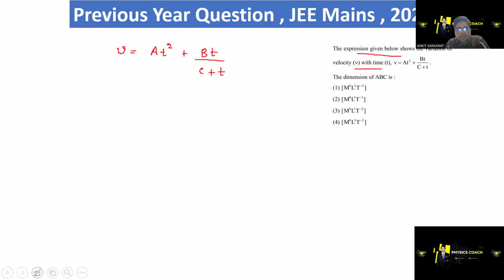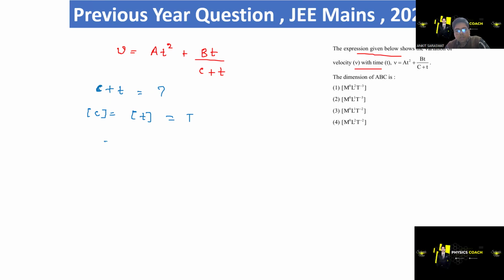So we can add C with T. If you look at this, C plus T is only possible if the dimension of C will be the dimension of T, like this.